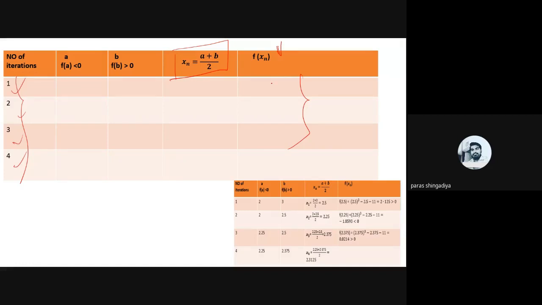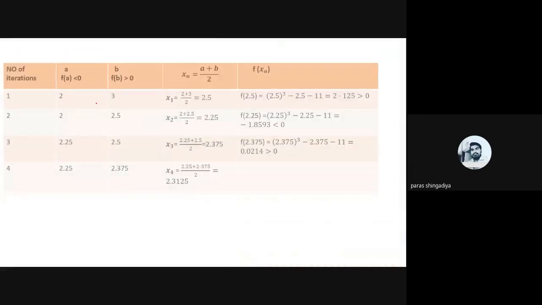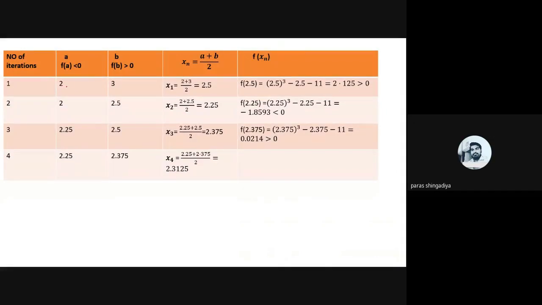If the output is positive then we'll replace the value of b with x1, the positive output, and if it is negative then we'll replace this value in place of a, where f(a) is negative. So this is the data for this first example.